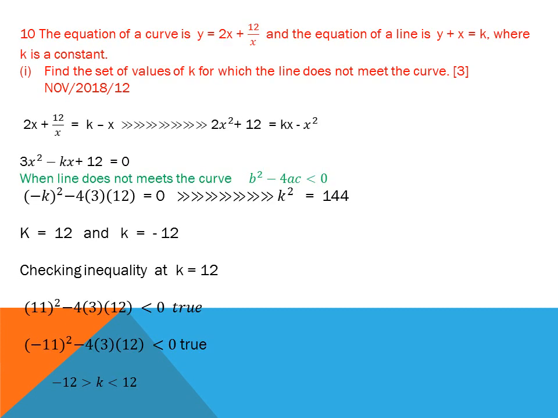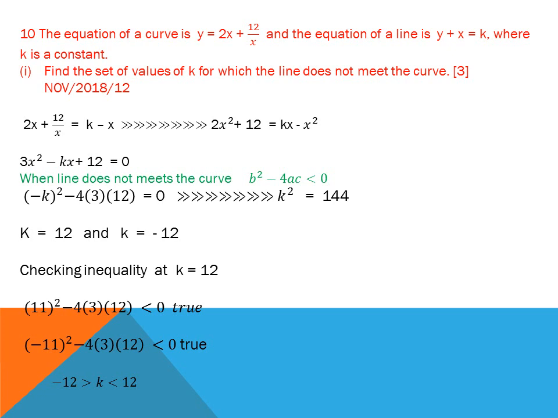So 5a is equal to 10 by 3, then I got the value of a is equal to 2 by 3 here. In question number 10, the equation of a curve is y is equal to 2x plus 12 over x, and the equation of line is y plus x is equal to k, where k is a constant. Find the set of values of k for which the line does not meet the curve.